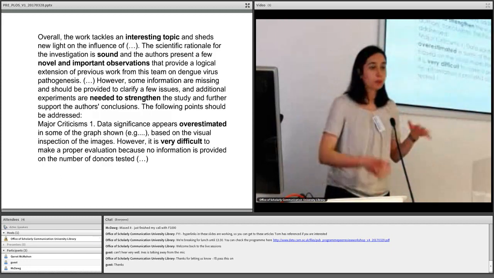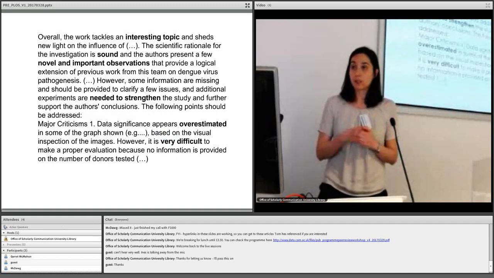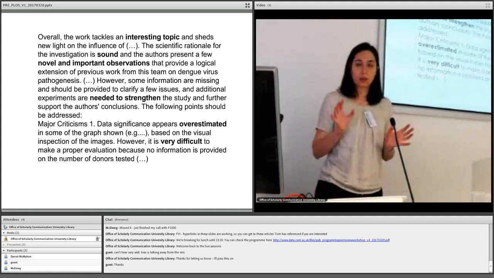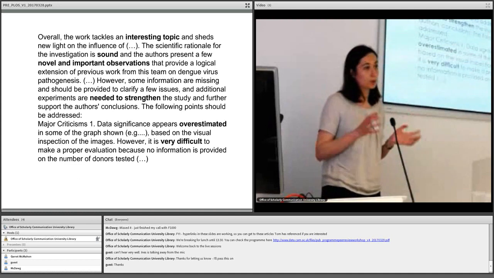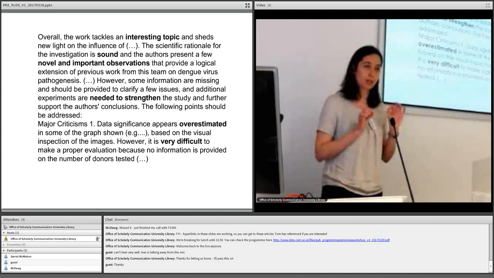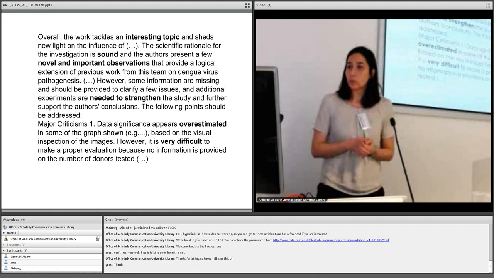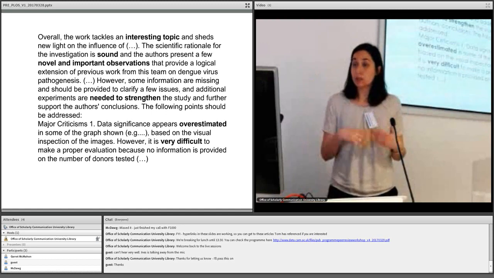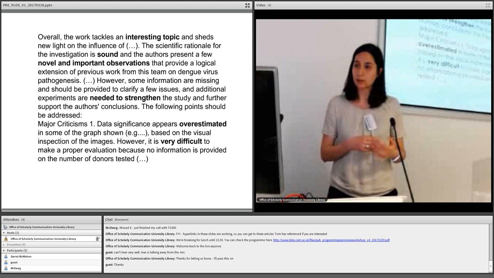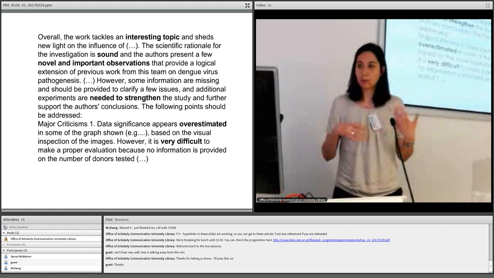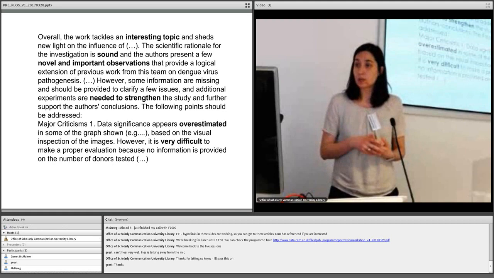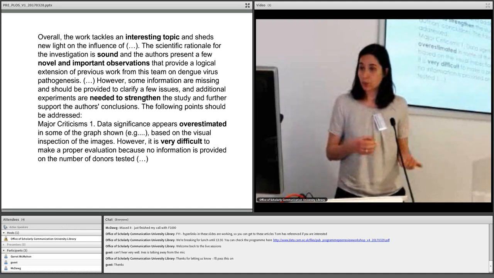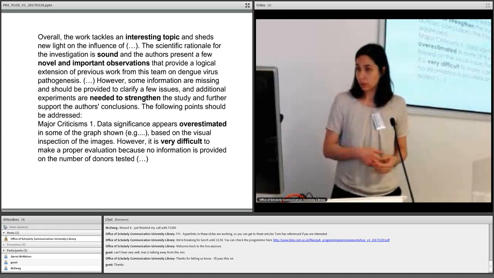This is just another example of a review. Here we have taken out the things that are more related to the science, just for you to have a look and think whether the tone of the review is adequate or whether you would have phrased things differently. We have highlighted a few things. Overall, the work tackles an interesting topic and sheds new light on the influence of whatever. The scientific rationale for the investigation is sound, and the authors present a few novel and important observations that provide a logical extension to previous work. However, some information is missing and should be provided to clarify a few issues. Additional experiments are required to strengthen the study and support the authors' conclusions.